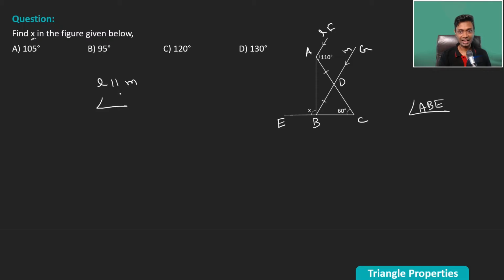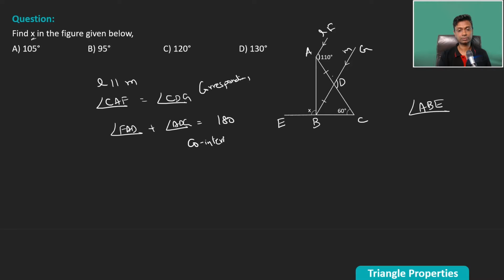So angle CAF is equal to angle CDG. This angle is equal to this angle because they are corresponding angles. Or you could have said angle FAD plus angle ADG equals 180. These two are corresponding angles, and these two are co-interior angles. So this angle is 110. This is 110. This is 110.